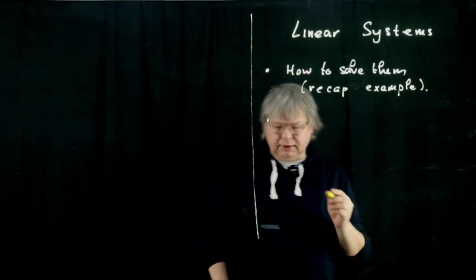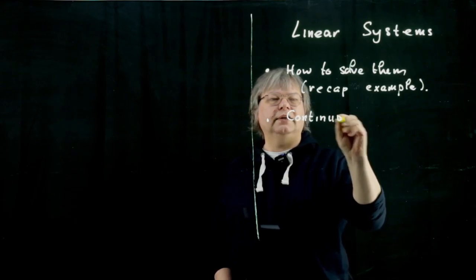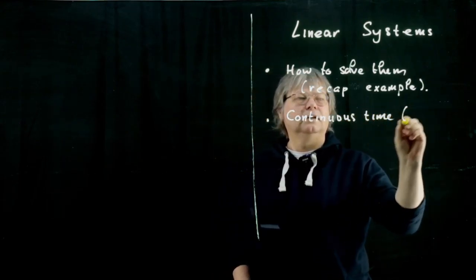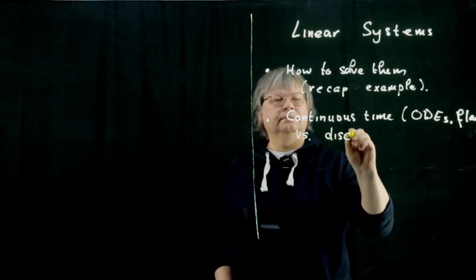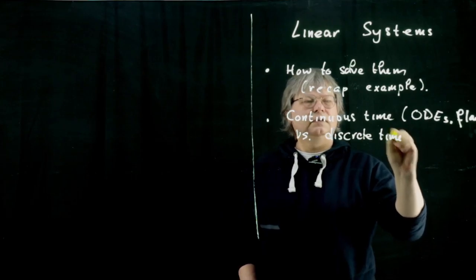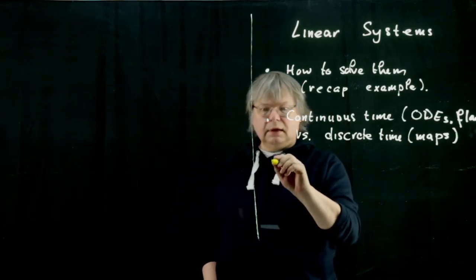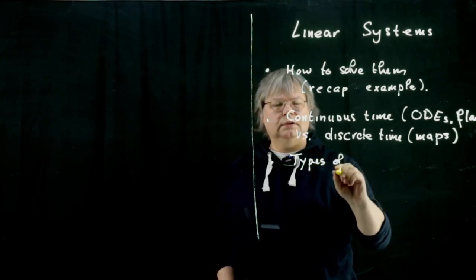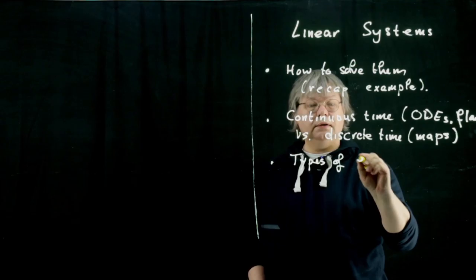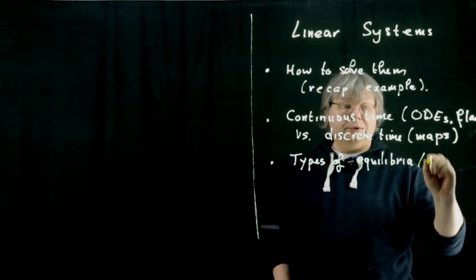The second point of today, I want to look at the distinctions between continuous time, that is to say ODEs, flows, versus discrete time, that is to say maps, systems. I want to discuss the types of equilibria, or periodic points.